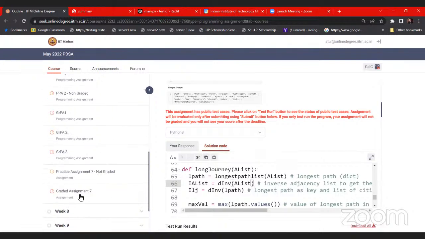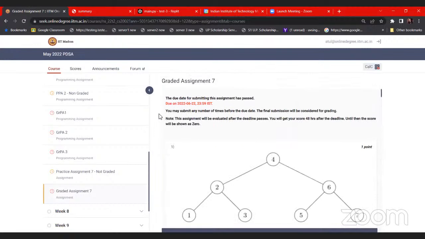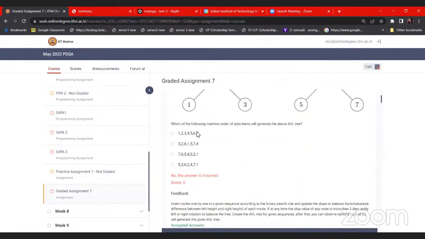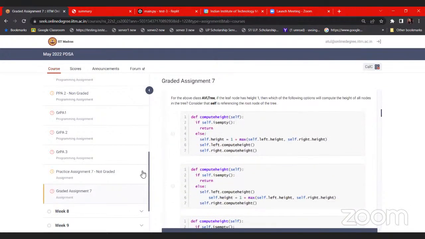Okay, graded assignments, theory? GRPA 1 or 2 or 3? Okay, this is the AVL tree. No, sir, GRPA. Oh, programming. Okay.